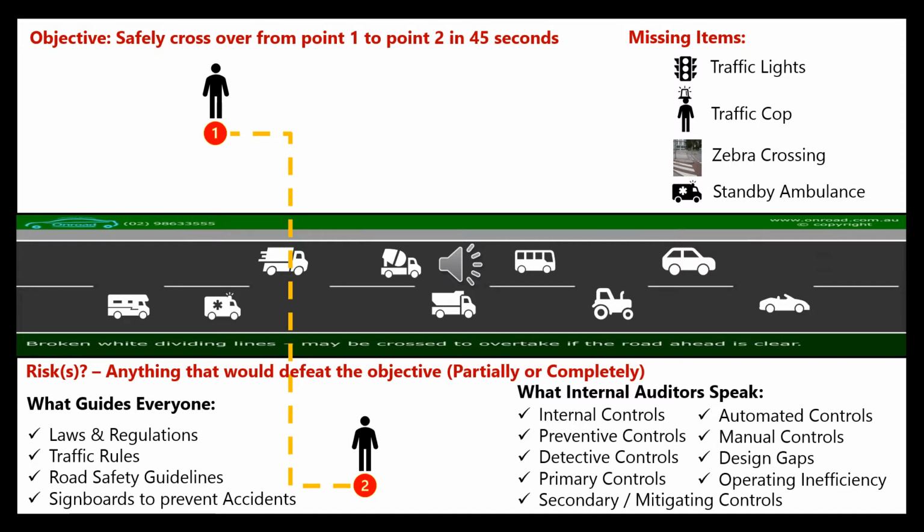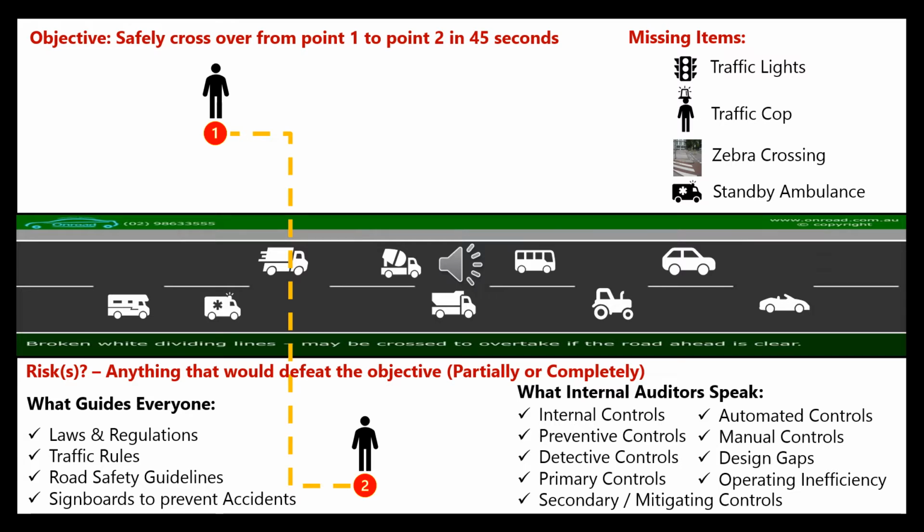Right. Now look at this picture again and notice the missing items from a control perspective. You'll see that there are no traffic lights, there is no traffic cop, there is no zebra crossing, there is no standby ambulance. Right? Now let us relate this picture to some of the definitions that we see. Let's come to internal controls first.